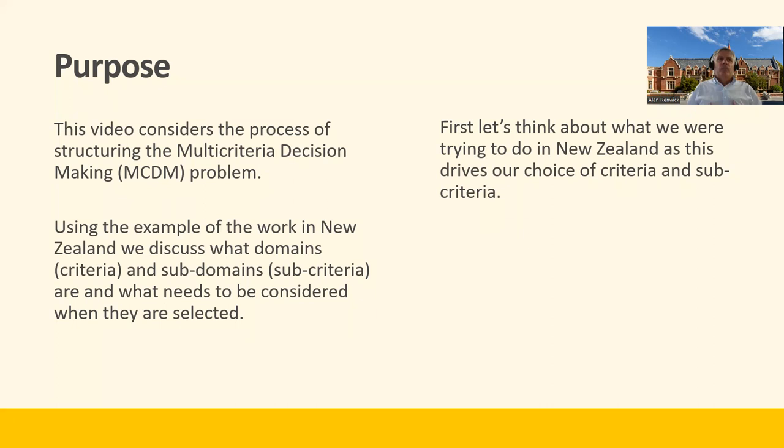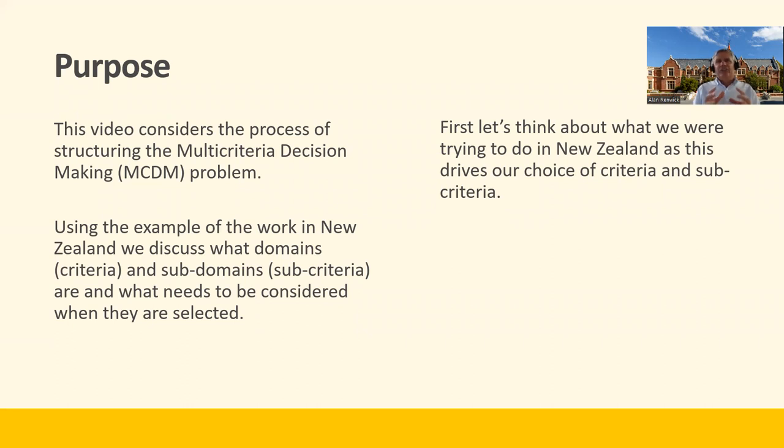So what we're going to do in this video is consider the process of structuring our multi-criteria decision-making problem. And we're going to do this using the example of the work in New Zealand that we discussed in an earlier framework and which much of the reading considers. In particular, we're going to look at how we chose the domains and subdomains, really identify what we mean by subdomains and domains, of course, as well, and what needs to be considered when you select them.